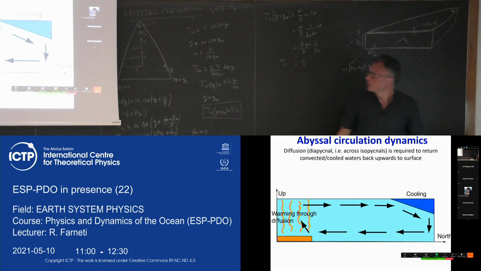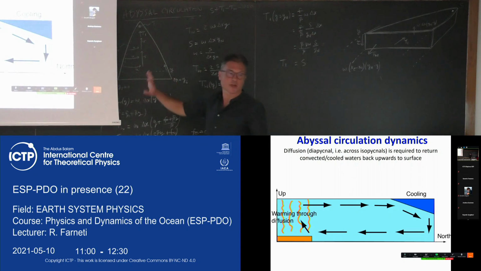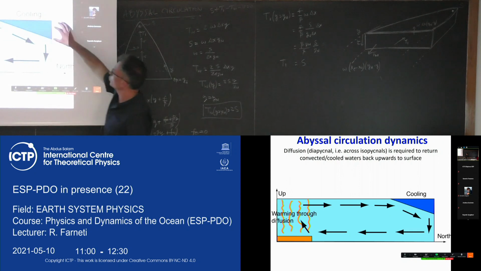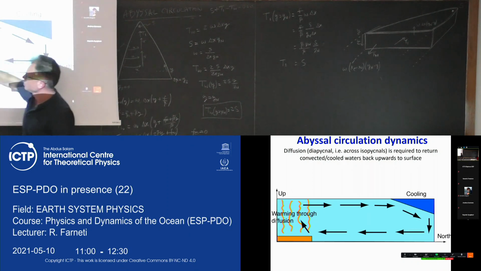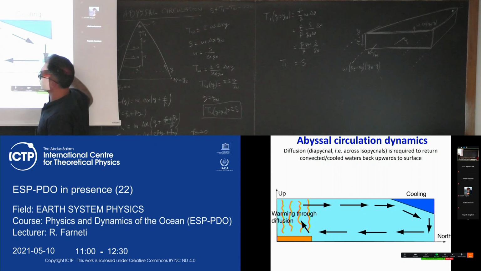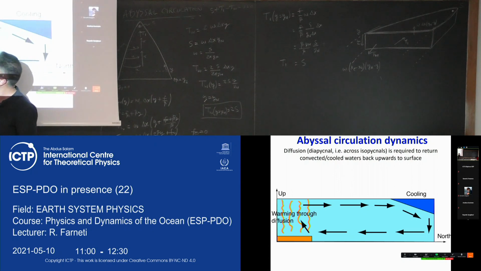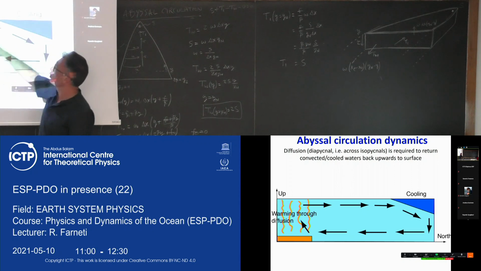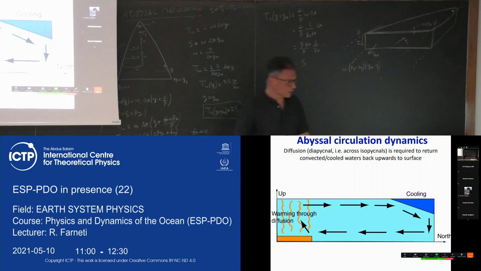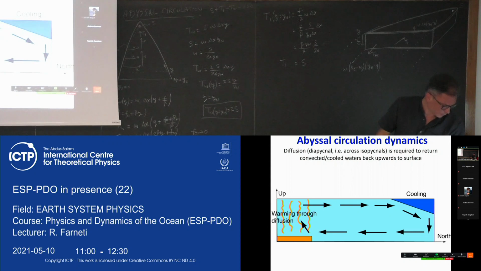So the abyssal circulation that we saw today was this very simple way of looking at the problem. Cooling in the source region, by hydrostasy, a pressure gradient that moves the water towards the equator. Diffusion that goes back to the surface. Positive vertical velocity, therefore a geostrophic current towards the north. And closing this, this is the simple way, an advection-diffusion system.